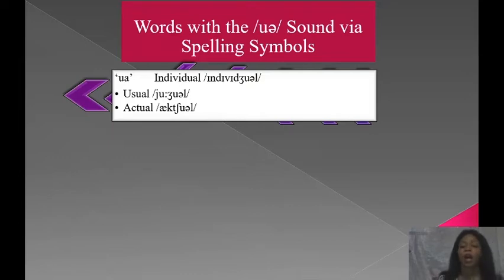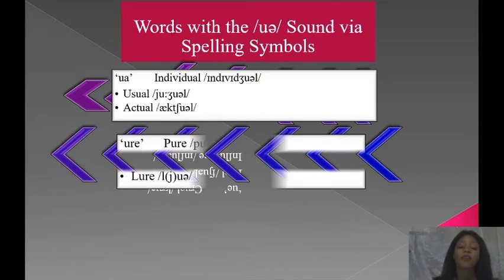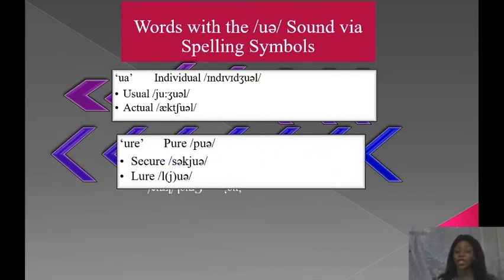Okay, let's move over to the next spelling symbol, which is URE. Most words that have that spelling symbol in them are pronounced with that sound. We have the word pure, not pure. Pure.